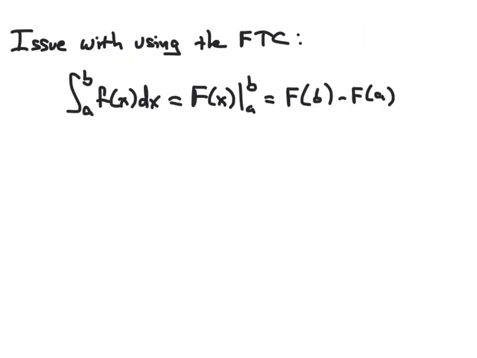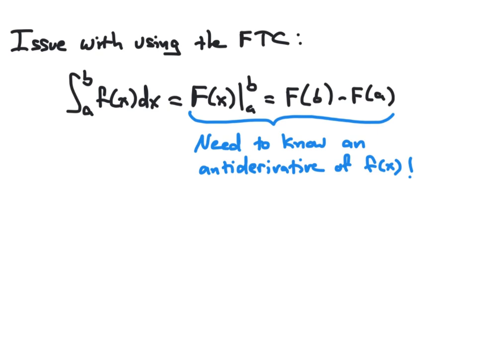While those two examples, hopefully, made using the Fundamental Theorem of Calculus seem very straightforward and very easy, there is one significant issue when using it to compute definite integrals. In order to use the fundamental theorem, we need to know an antiderivative of our integrand f of x, and for many functions, this is not always easy to do. For simple functions like x squared and cosine, an antiderivative is easily established, but there are many examples of functions whose antiderivatives are not easily determined.